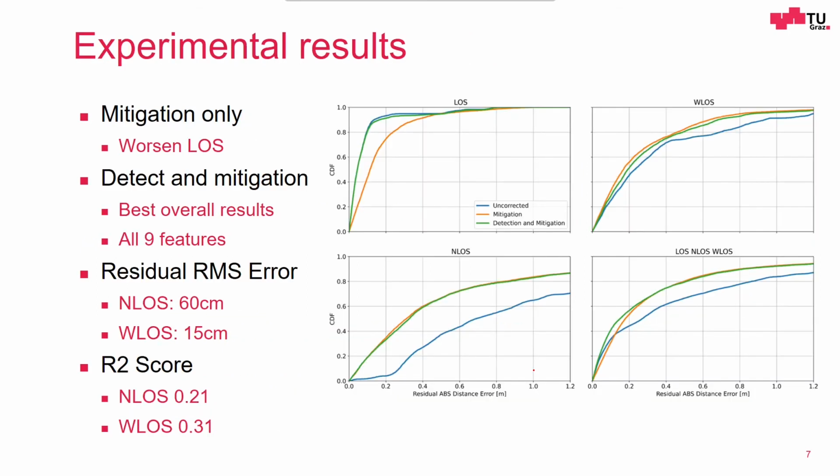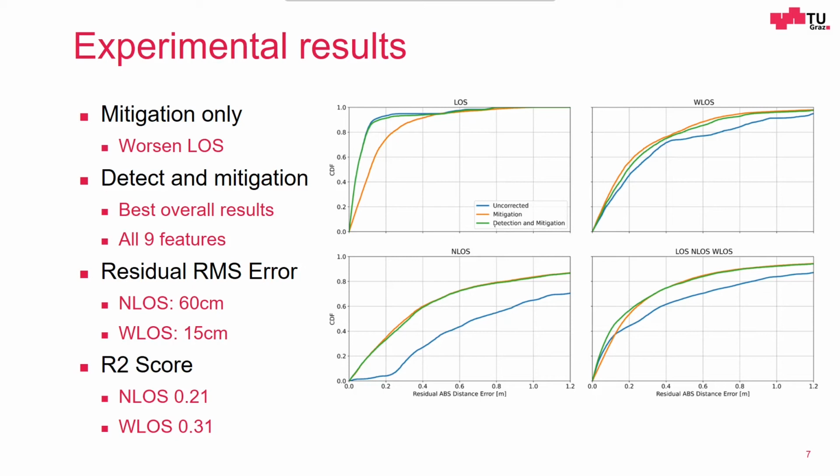The experimental results are as following. Here in these 4 pictures, one can see the blue lines that are the uncorrected distance errors for each of the 3 different conditions. Then the orange line is the distance error after applying the mitigation only strategy. And what is evident here is that the line of sight condition is worsened by this strategy, while for the weak line of sight and the non-line of sight cases, the error is actually reduced.